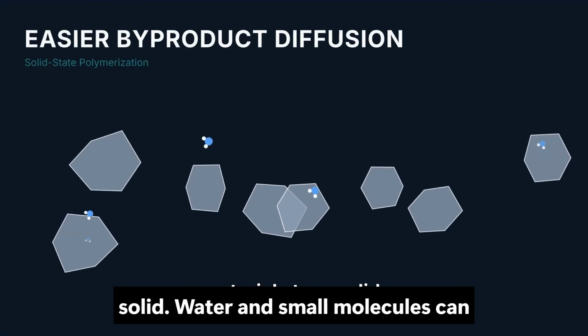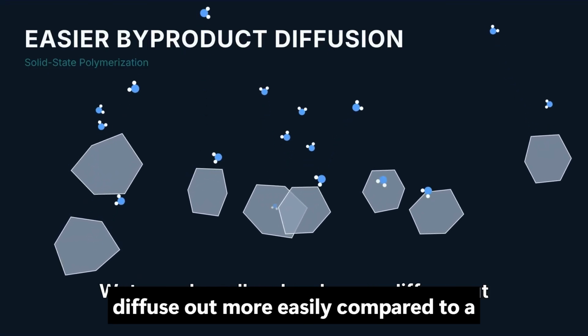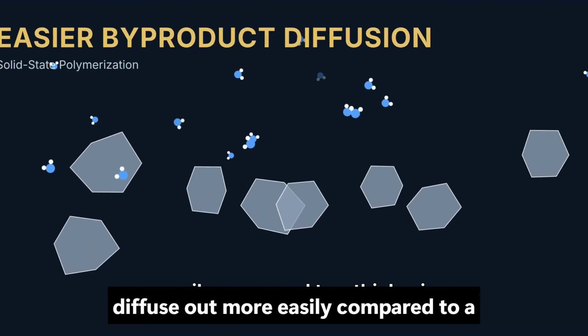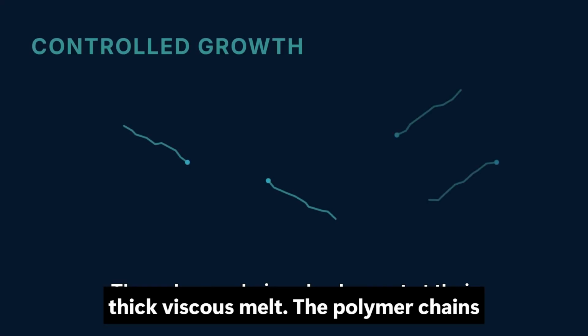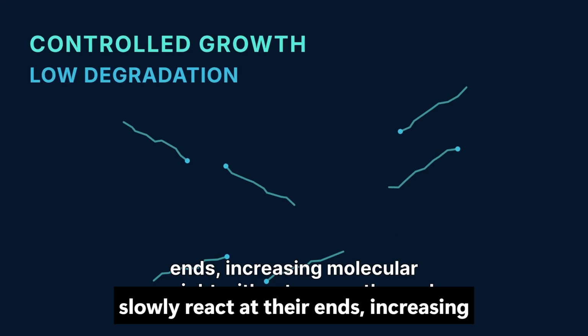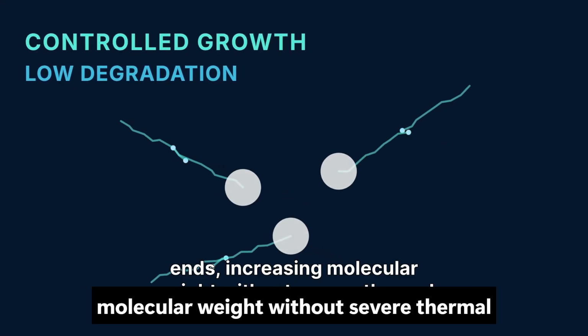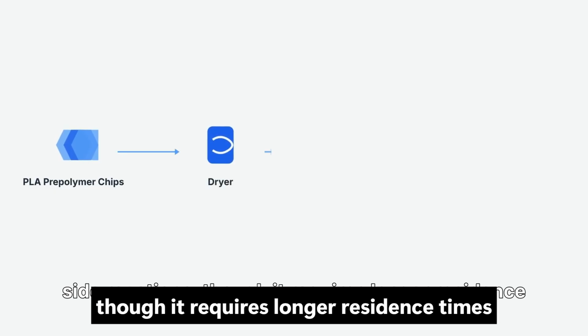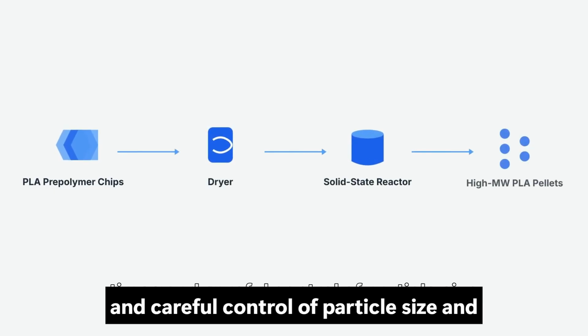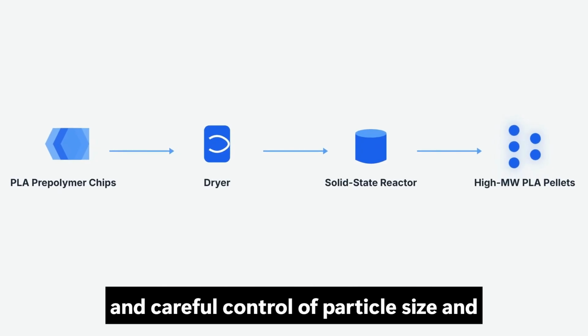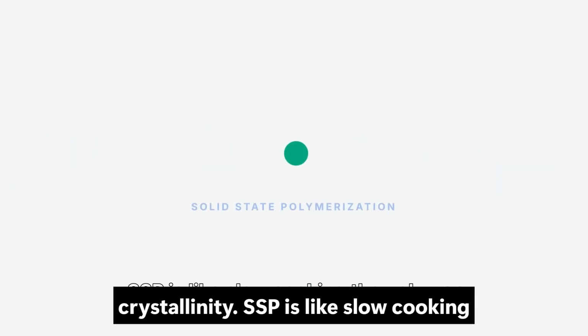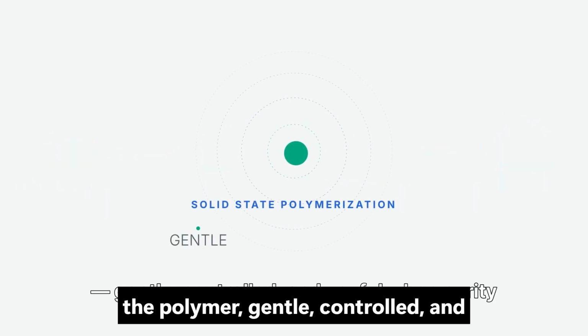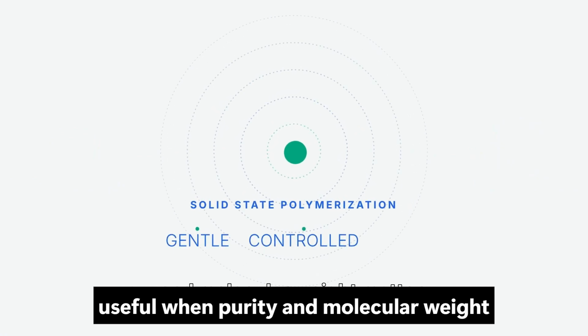This method has one big advantage. The material stays solid. Water and small molecules can diffuse out more easily compared to a thick, viscous melt. The polymer chains slowly react at their ends, increasing molecular weight without severe thermal degradation. Its advantages include improved purity and lower side reactions, though it requires longer residence times and careful control of particle size and crystallinity. SSP is like slow cooking the polymer: gentle, controlled, and useful when purity and molecular weight matter.